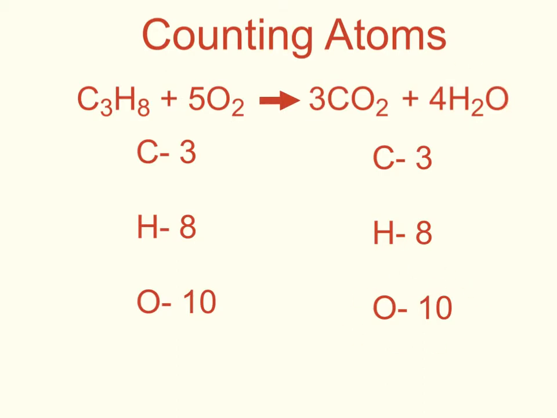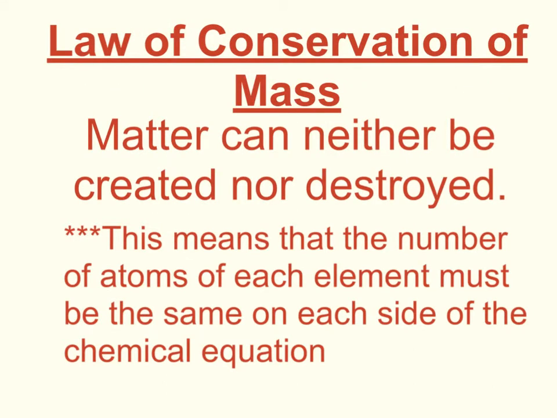of 10 oxygens. If we look at this chemical equation, we can see that the number of atoms on the left is equal to the number of atoms on the right. The number of atoms of each element is also equal. This represents a balanced chemical equation. The idea of a balanced chemical equation leads us to the law of conservation of mass. The law of conservation of mass states that matter can neither be created nor destroyed. Now that's a very fancy sentence, but essentially it means that the number of atoms of each element must be the same on each side of the chemical equation, which is exactly what we just saw on the previous slide.